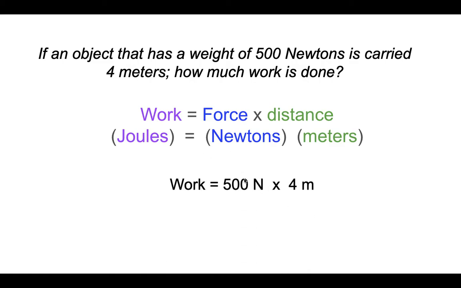Then I look at my question and we start plugging numbers in. For the force, it tells me the object's got a weight of 500 newtons. Weight is a force. It's how much force you're pushing down on the ground with. That's 500 newtons. The distance that is carried is 4 meters. I plug those numbers in, 500 newtons times 4 meters, and voila, my answer is 2,000 joules.